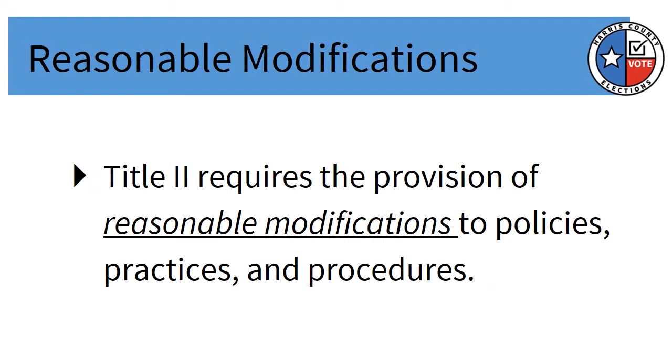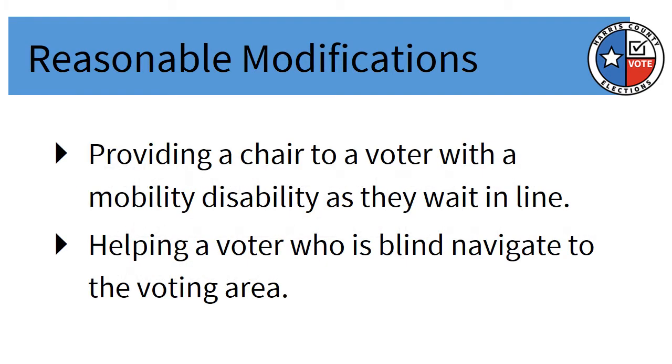Title II requires the provision of reasonable modifications to policies, practices, and procedures to ensure that an individual with a disability has an equal opportunity to participate. Reasonable modifications must be made, unless doing so would result in a fundamental alteration or undue burden. Examples of providing a reasonable modification are providing a chair to a voter with a mobility disability as they wait in line, or helping a voter who is blind navigate to the voting area.